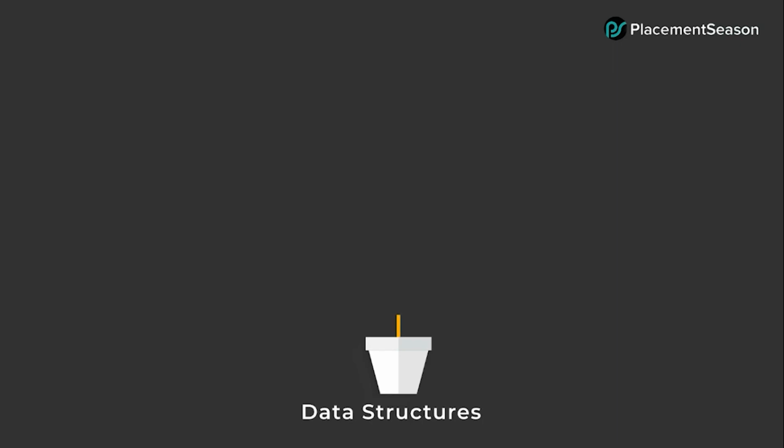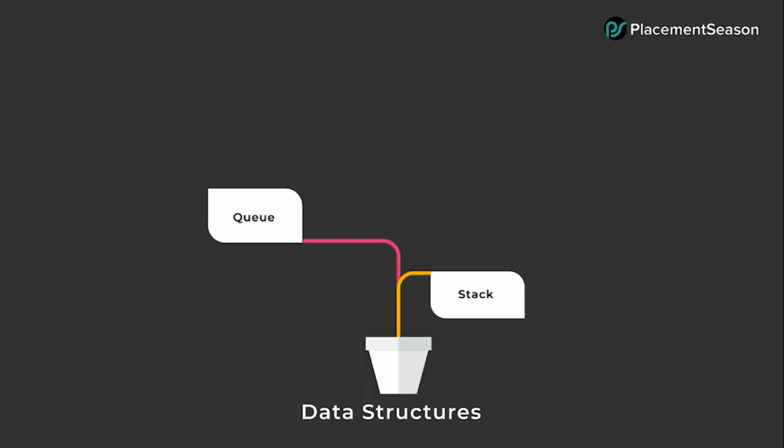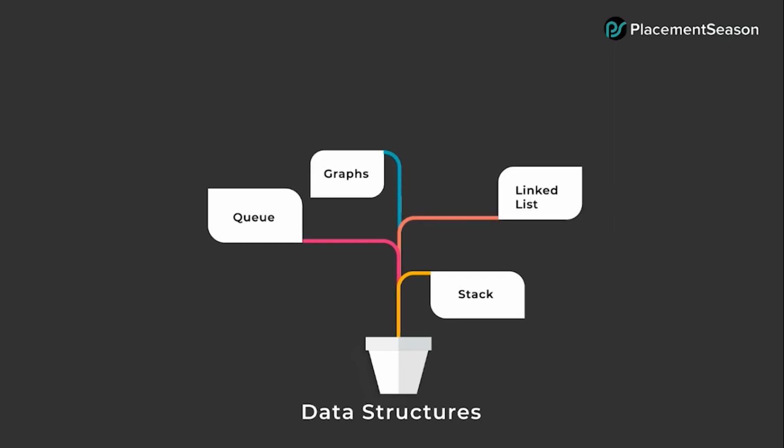Okay, so for the next 10 to 15 minutes, we are going to discuss the 5 major concepts in data structures: stack, queue, linked list, graphs, and trees. Let's start our discussion with the stack. It is a basic concept in data structures. We'll discuss stack next.